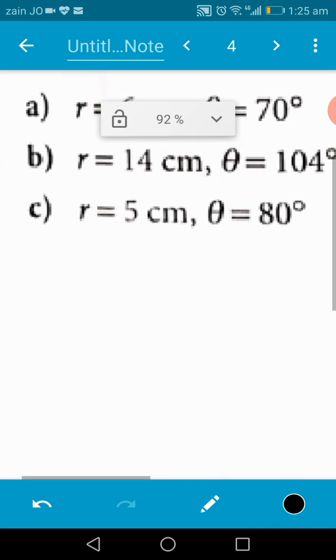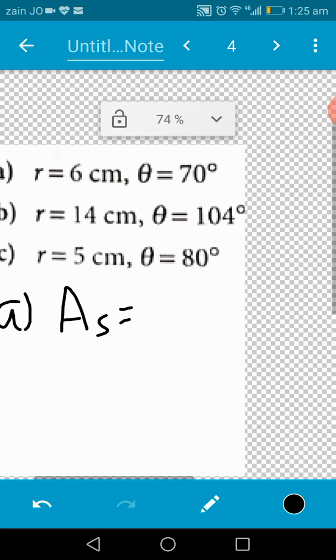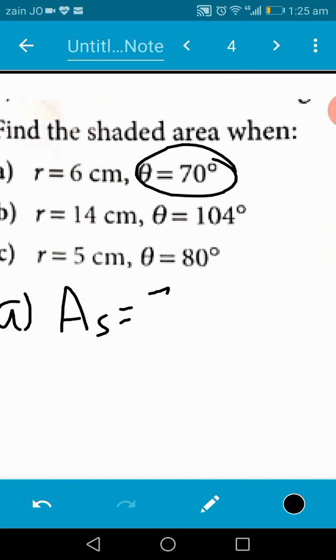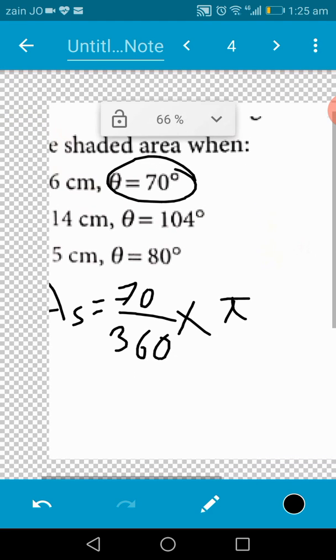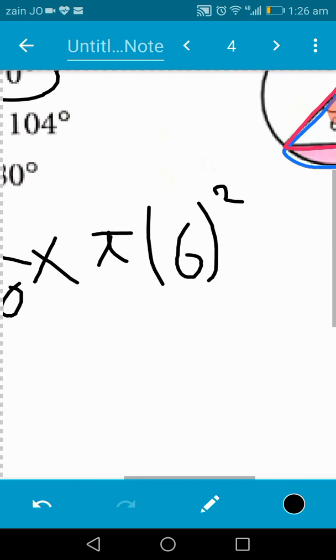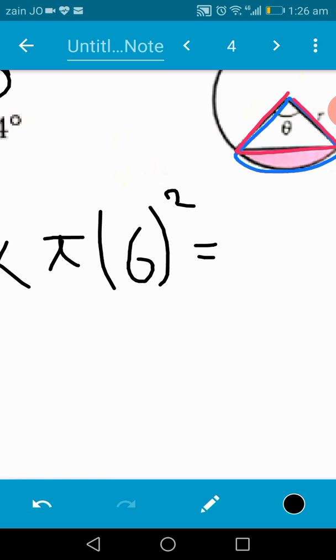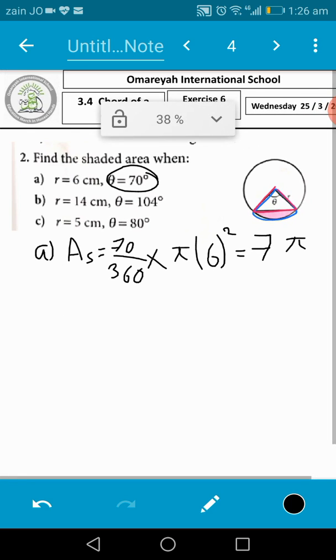Now part A. This is part A. We find the area of sector. Theta is given, 70 over 360 times pi r squared, right? What is the radius? The radius is 6. So 6 squared, which is equal to 7 pi. So this is the area of sector.